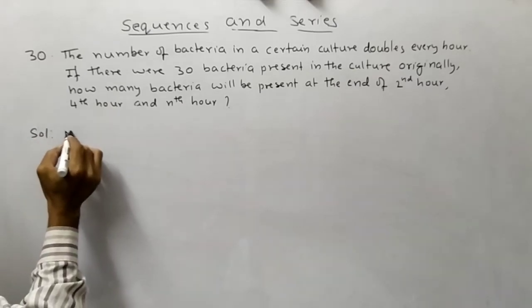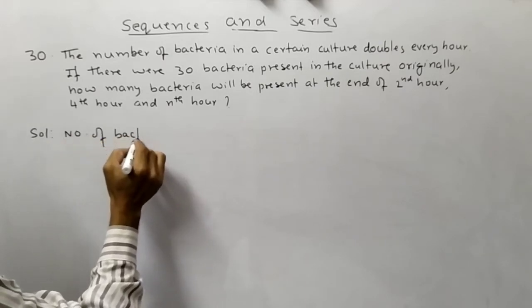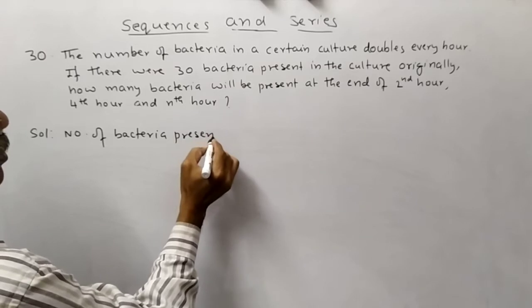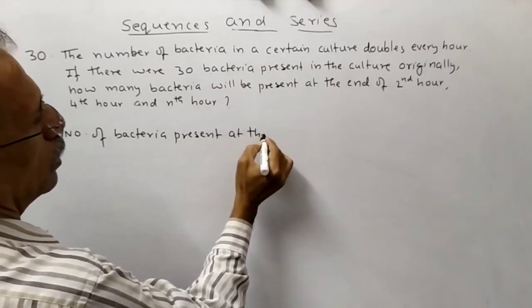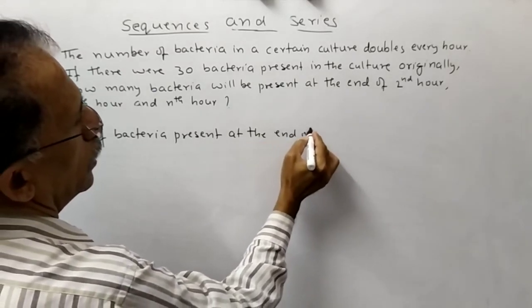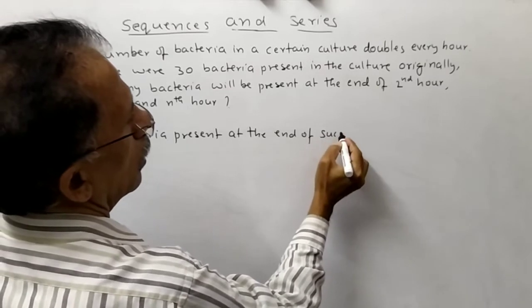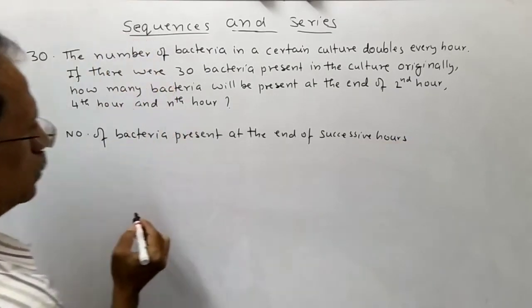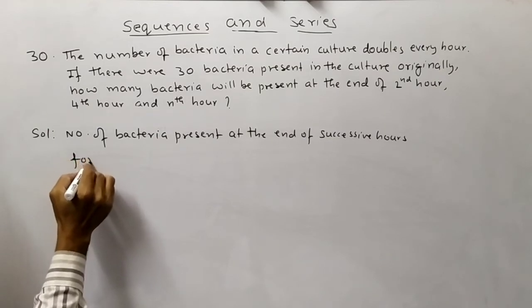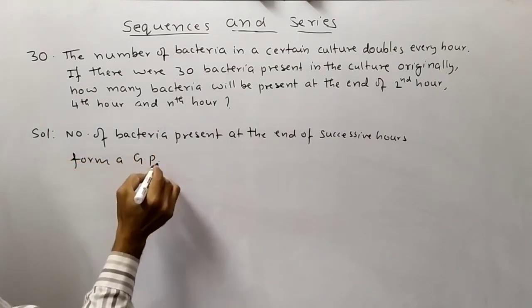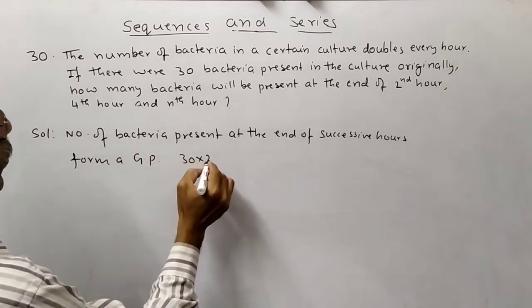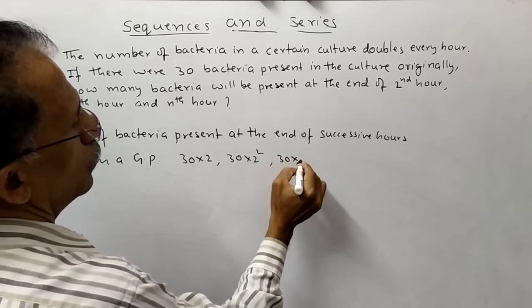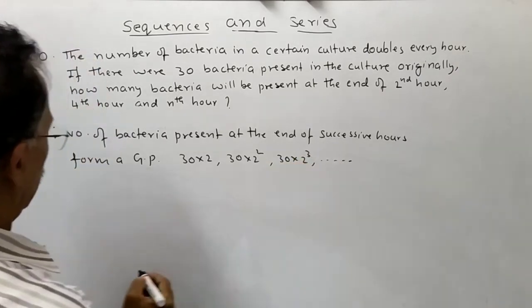Solution. Number of bacteria present at the end of successive hours form a GP: 30 into 2, 30 into 2 square, 30 into 2 cube, and so on.